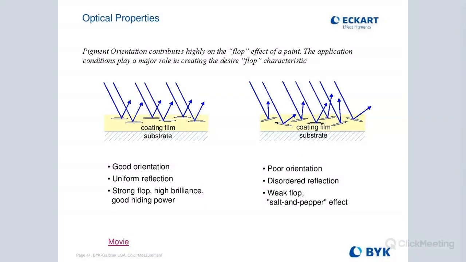So we also talk about pigment orientation and how that affects the travel or the flop characteristics of a given coating. Here we have two examples: one with very good alignment, where orientation is very uniform, and another sample where the orientation is varied. In the well-oriented sample, you can see we have good reflectivity all going in one direction, whereas when you have poor orientation, you're going to have that reflection going in different directions. That's going to decrease the travel and the flop, and it's probably going to increase the graininess a little bit. On the good orientation sample, you're going to have really strong flop and high brilliancy, and it's going to look overall much more uniform.